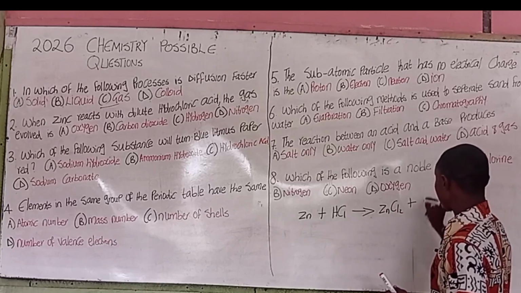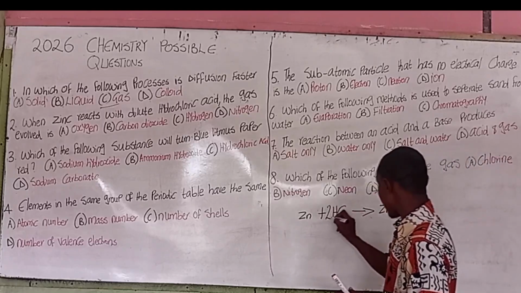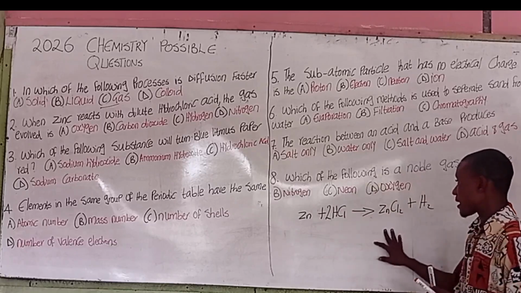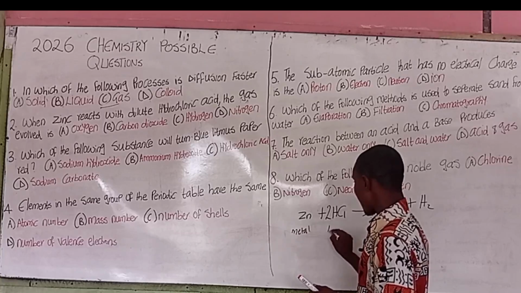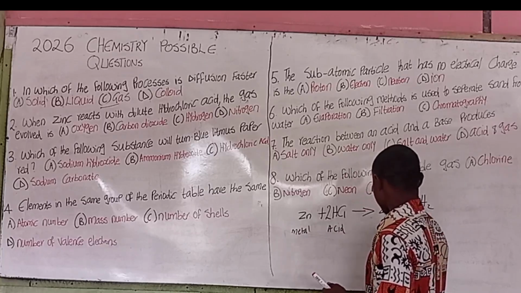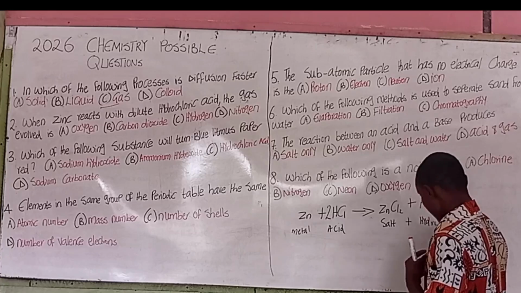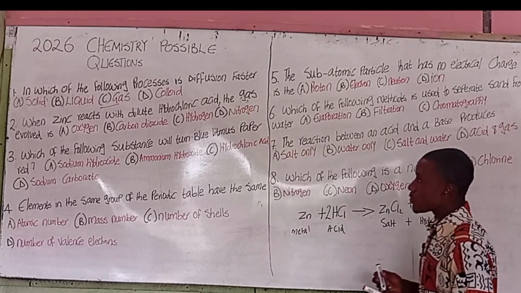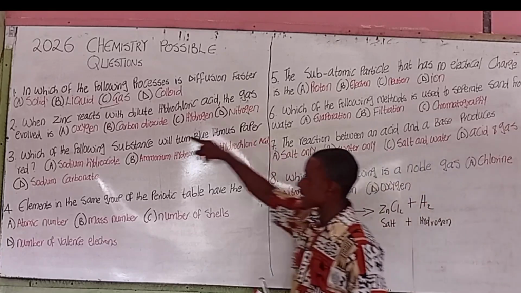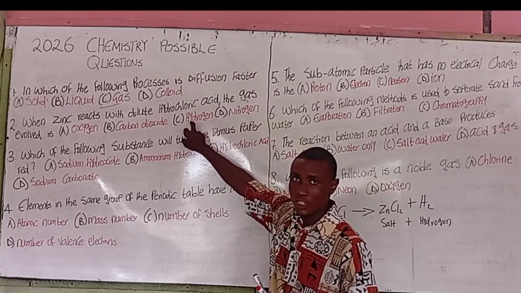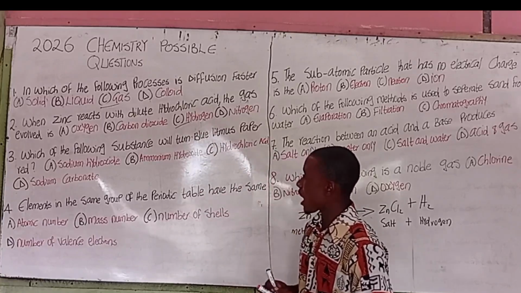Plus hydrogen is zinc chloride plus hydrogen. So to balance this equation here, this is a metal reacting with an acid, giving us a salt and hydrogen gas. So when you see a metal reacting with hydrochloric or any of the acids, the gas that is being given out is hydrogen. Please note that. So the correct option here is option C, which is hydrogen.